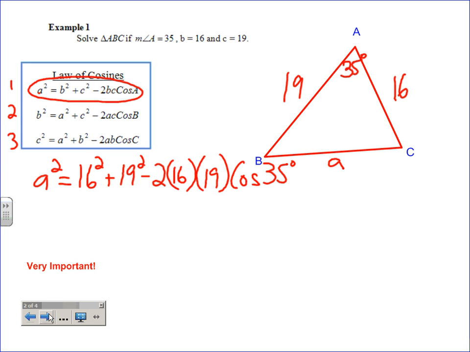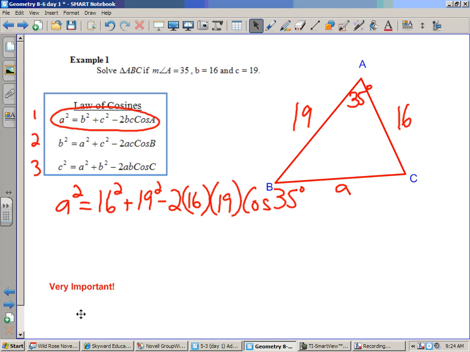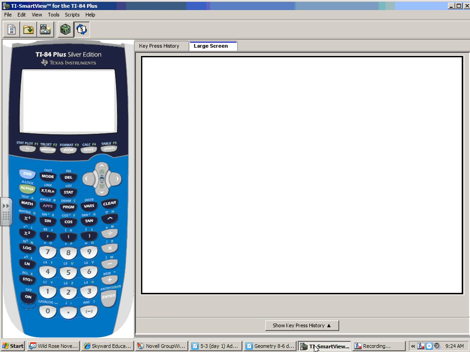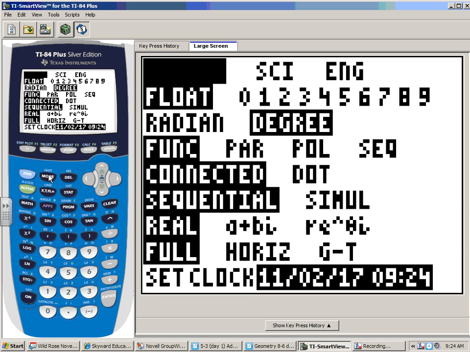But what is one thing I haven't checked yet, though? I told you to check it, but I haven't checked on my calculator yet. That it's in degrees. Again, yeah, I told you, but I haven't checked yet. Does anyone remember how to do it on these? Where do you check on these? Yeah, hit mode. And am I in degrees? Yeah, we're good. So let's get out of there.